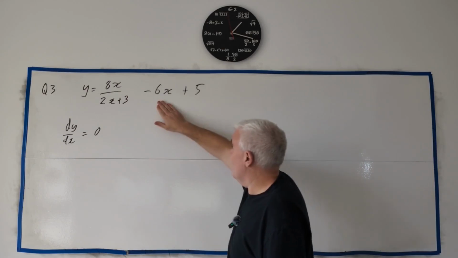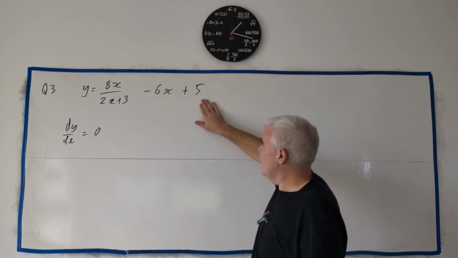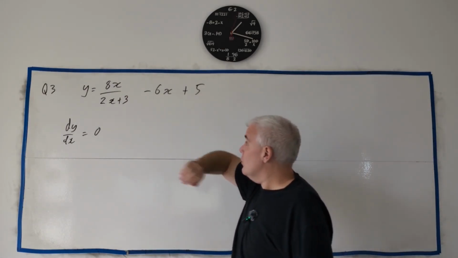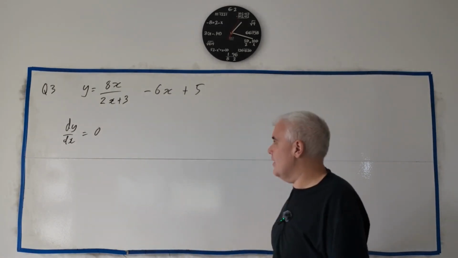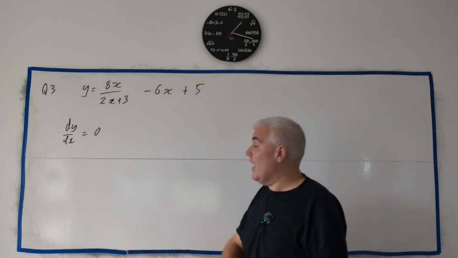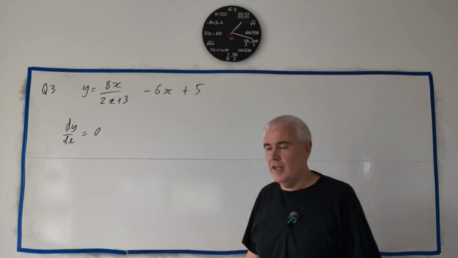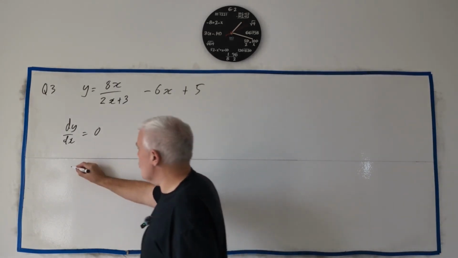Differentiating these 3 terms, 2 of them are easy. These 2 are nice and easy. So it really comes down to how we differentiate this one here. What we have is 2 things dividing each other. So hopefully you're thinking quotient rule.